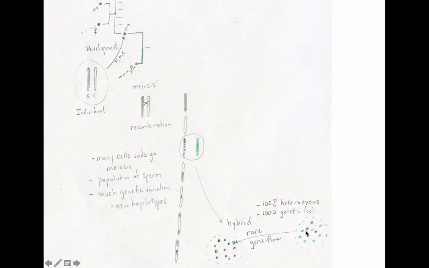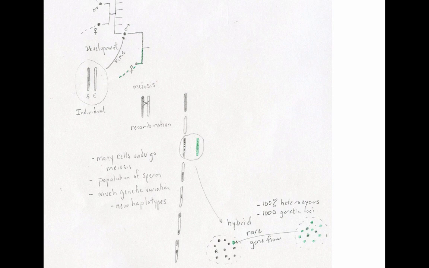So when you have this kind of mating happening between two individuals from kind of divergent subpopulations, that often results in what's called a hybrid, which across the genetic loci, so I'm just imagining 1,000 genetic loci across this chromosome, it results in at all those genetic loci, or at least a lot of those genetic loci, them being heterozygous in the diploid. So maybe 100% heterozygous or 90% heterozygous, something like that.